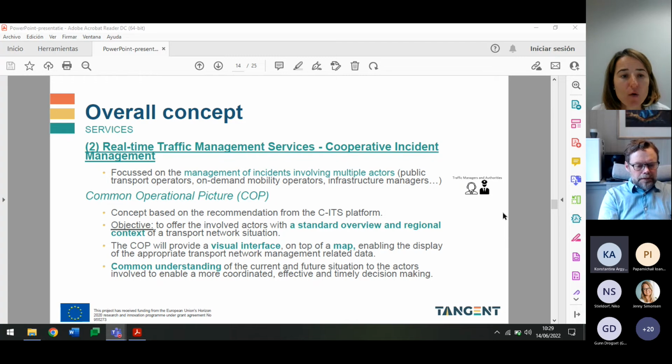And now we move forward, also continuing with the second service, to the cooperative incident management. Well, the COP's main objective is to provide the different agents involved in the transport network with an overall overview, or a situational picture, of the status of the transport network. So they will have a visual interface, very probably on top of a map, showing the scenario, so that all of them get a common understanding of the situation.